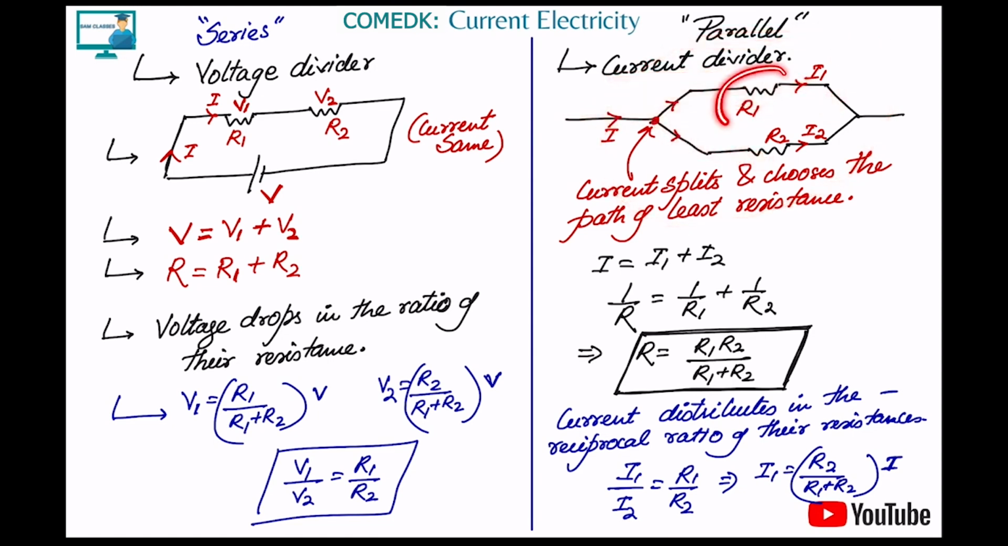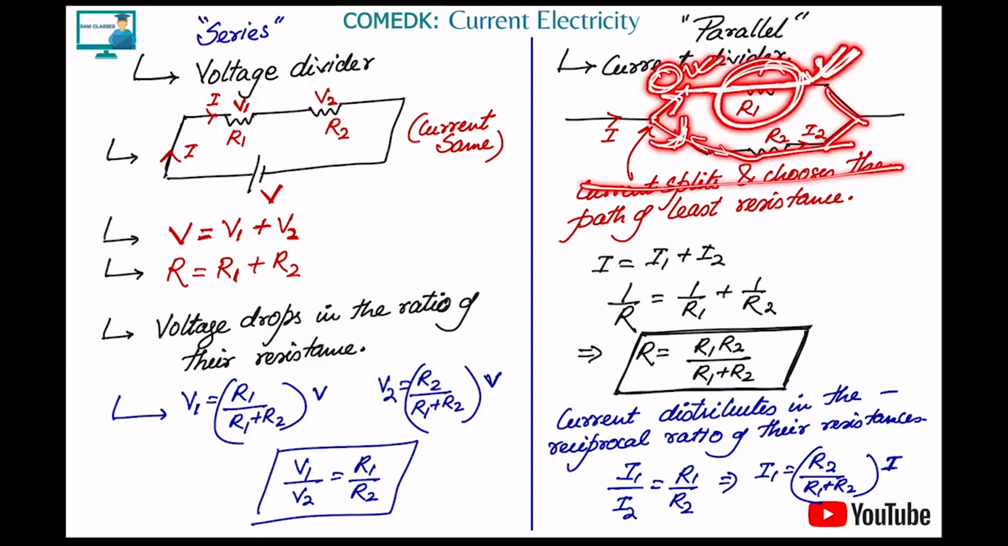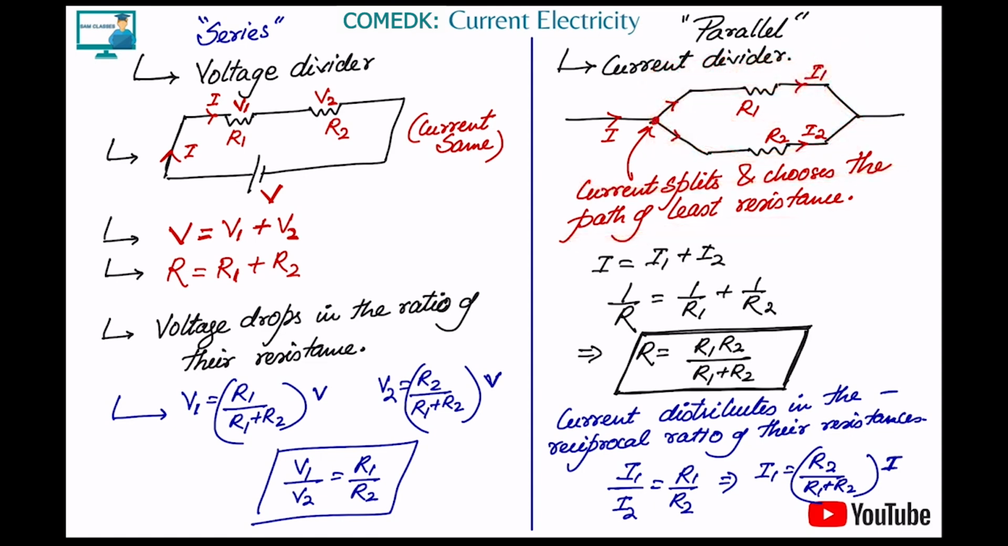If the resistance on this path is very high, our tendency to go on this path will be less. Same thing with current. If it sees a very strong resistor there, a very small amount of current will flow through this, and the maximum current will flow through the other part. So we need to understand that current always chooses the path of least resistance. Current is lazier than us.